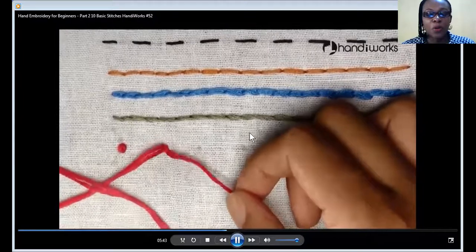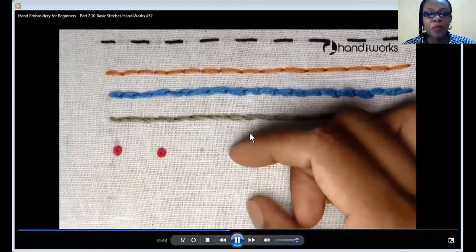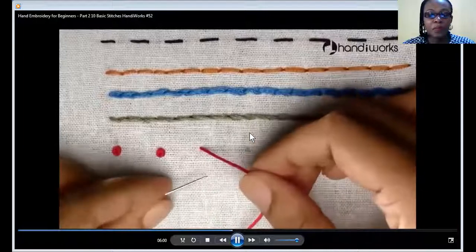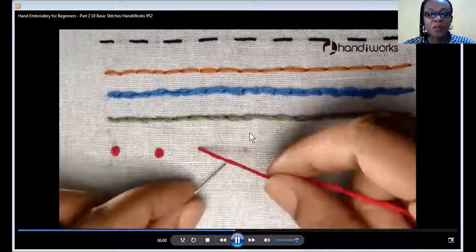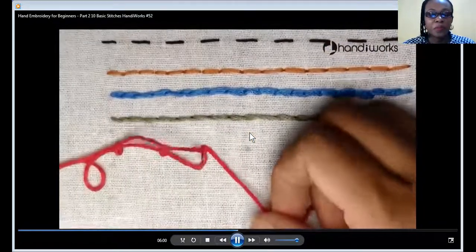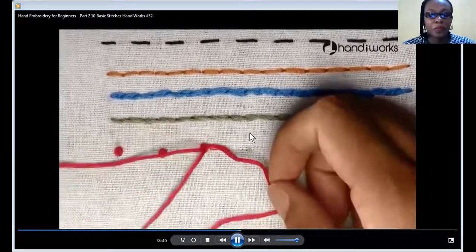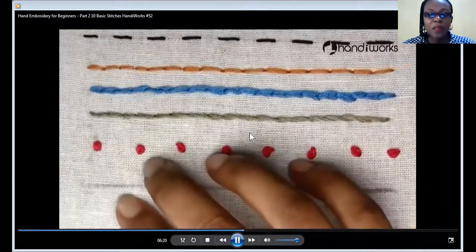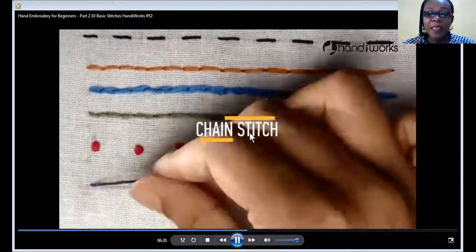You draw your needle. Wow. Another knot has been formed. That is French knot stitch. She's done with French knot stitch. She's about doing chain stitch.